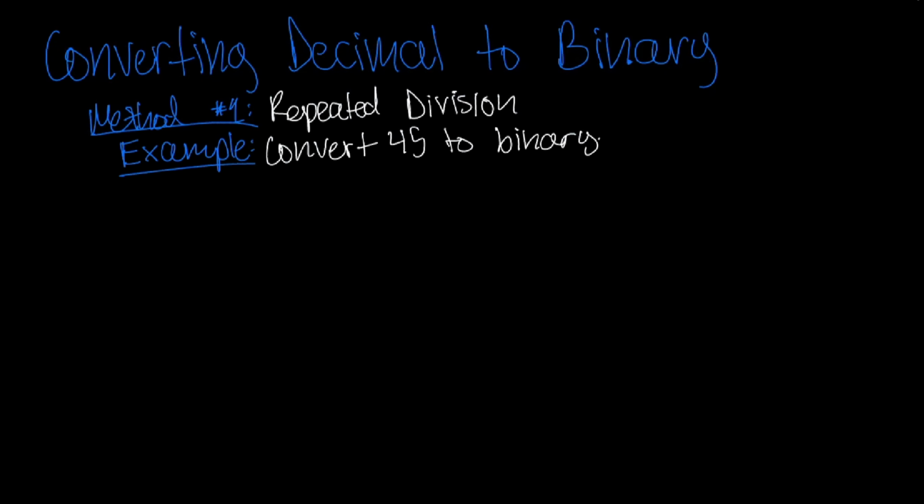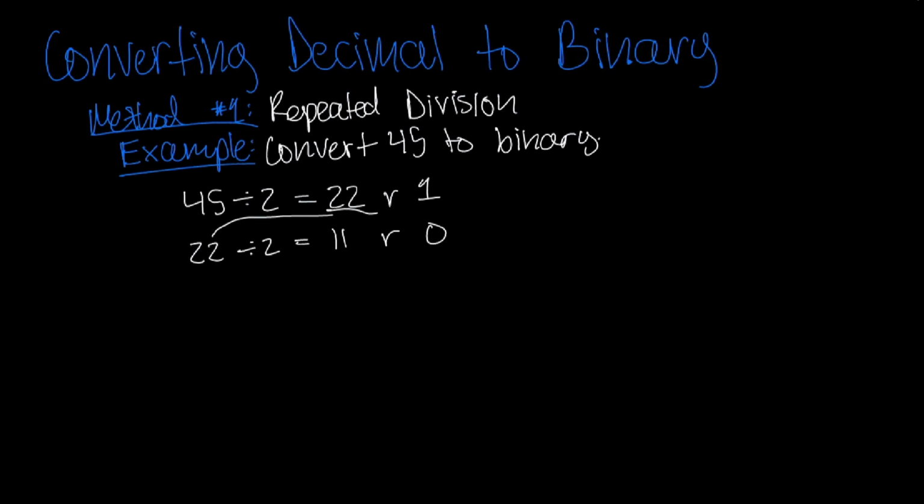So for example, let's convert 45 to binary. So we're going to start by doing 45 divided by 2, and we get 22 with a remainder of 1. Then we take this number, bring it down here, we say 22 divided by 2 is 11, remainder 0. Take this number, and then we're going to say 11 divided by 2 is 5, remainder 1. 5 divided by 2 is 2, remainder 1.